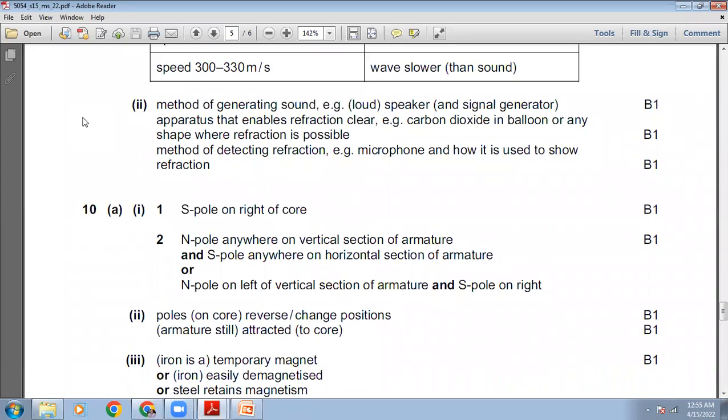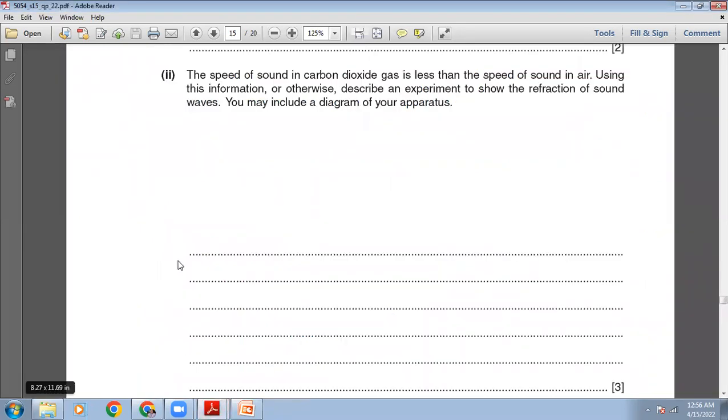He says method of generating sound, for example, loudspeaker and signal generator, 1 mark for this. Apparatus that enables refraction, clear, for example, carbon dioxide in balloon or any shape where refraction is possible. Method of detecting refraction, for example, microphone, and how it is used to show the refraction, the loudness will increase. Okay, so we are done with question number 9. So let's go to the next question.